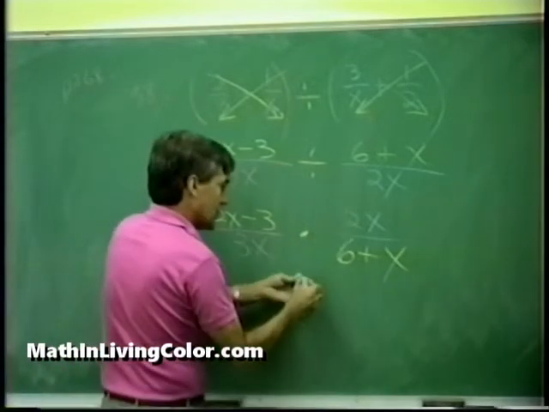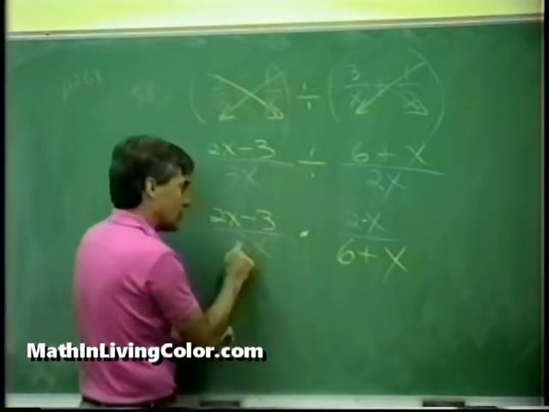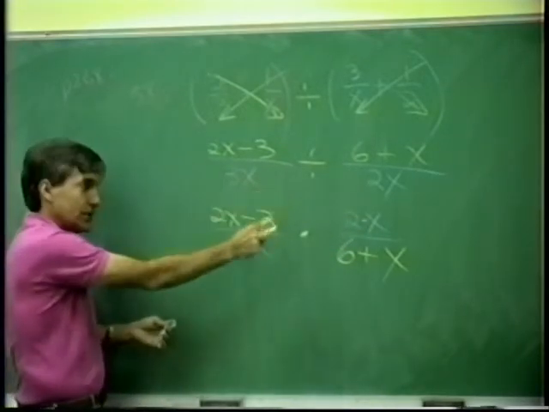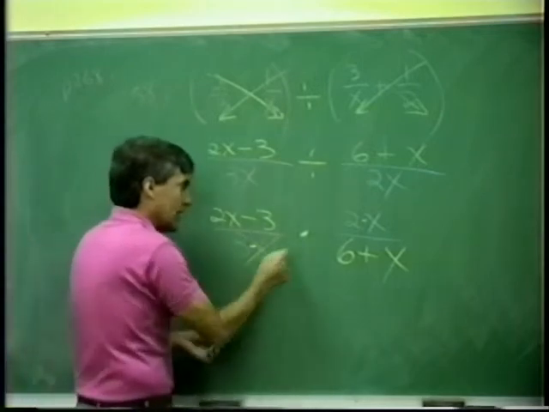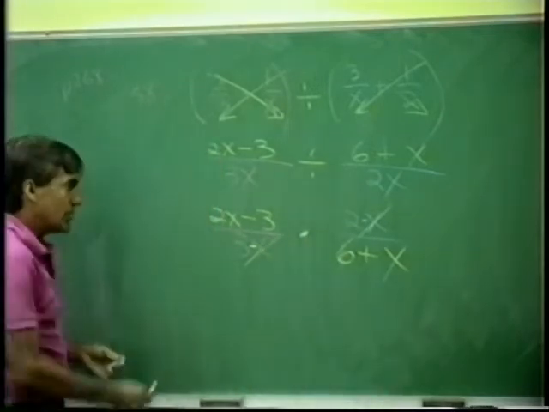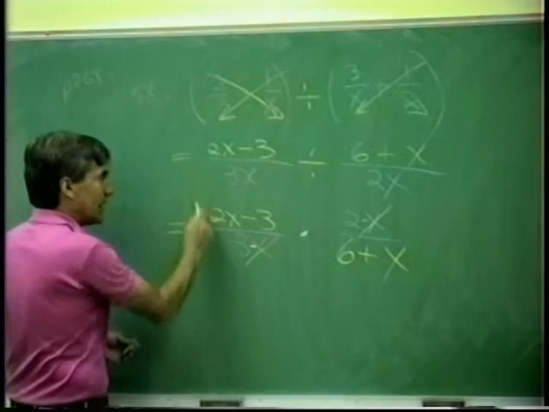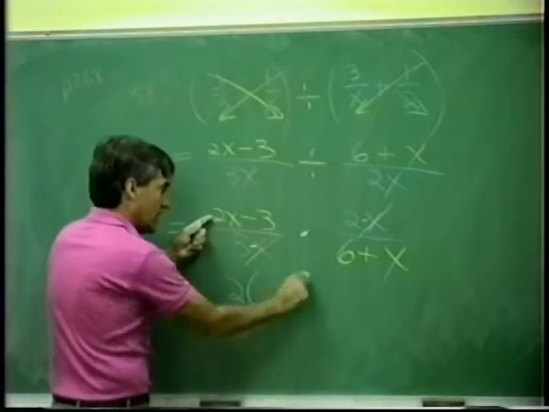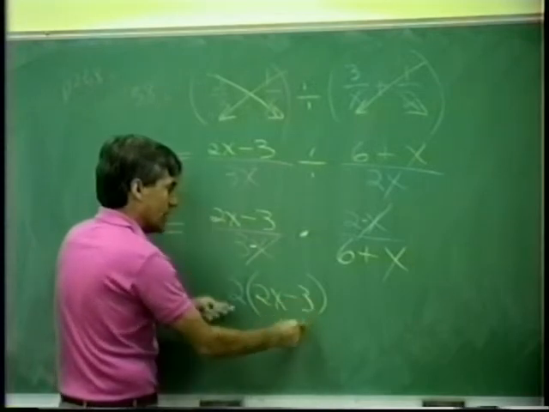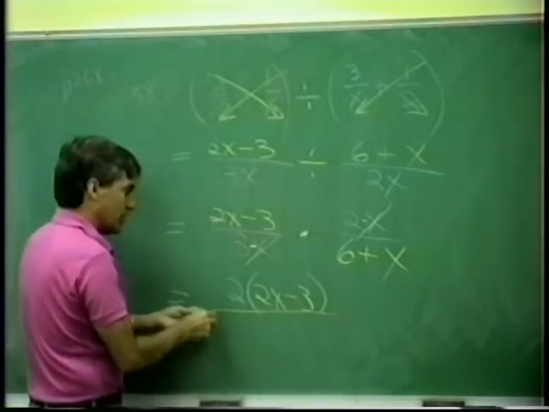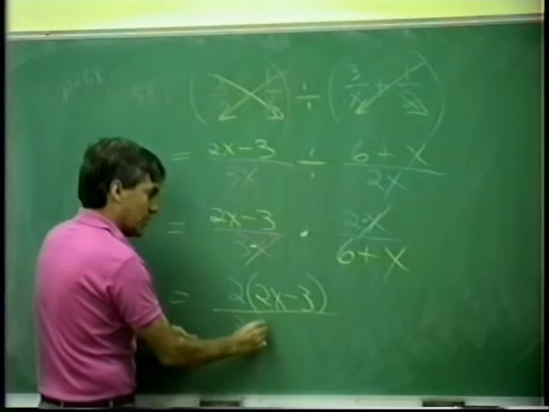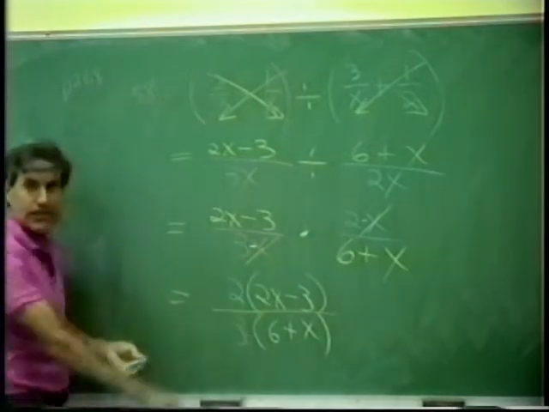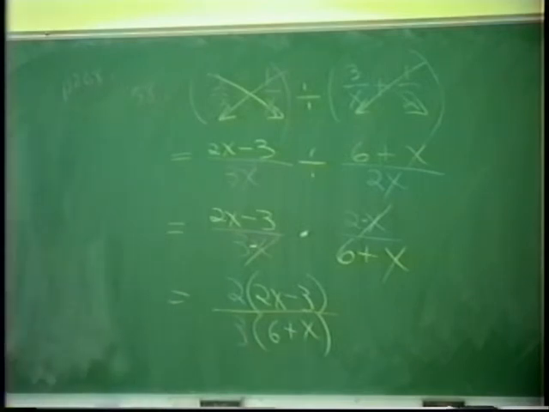Now remember, this is 2 times x, this is 3 times x. The x is a factor, isn't it, out there? And this x is a factor. So the x divides out. That's all you can do. So the final answer is 2 times the quantity of 2x minus 3, and we've got a denominator of 3 times the quantity of 6 plus x, or x plus 6. Okay? Any question on that?